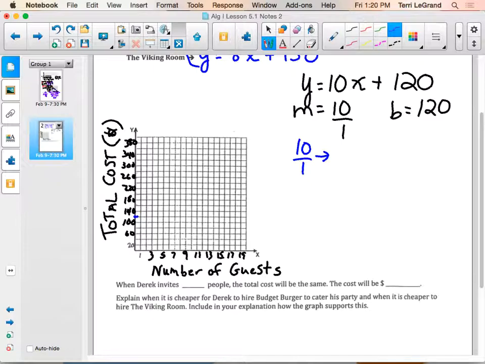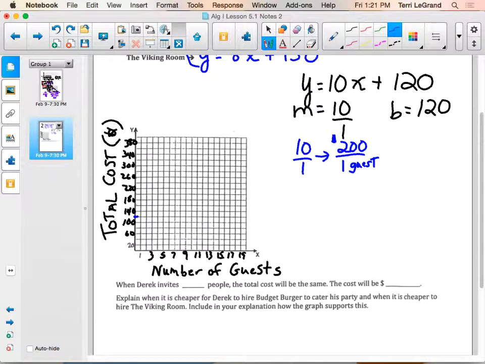So is 10 going up $10? It's $200, isn't it? So we need to put 200 here, because if we go up 10 grid lines, it's really $200. Okay, well then if we go over 1, how many guests is that? Just 1 guest. So did we keep the relationship?